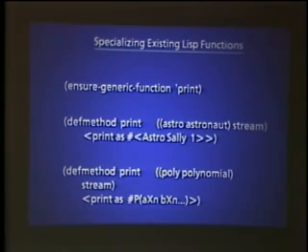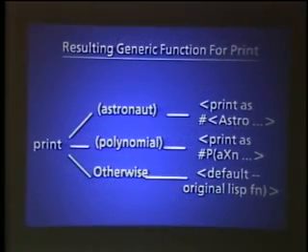So here we have print, and then we've defined two special methods for printing, namely how do you print astronauts and how do you print polynomials. And when we look at the resulting generic function, we see that there is a way of choosing based on astronaut, based on polynomial, and the otherwise case, instead of being an error, as it was in the draw case, now is the original Lisp function. So that was what was there before. It was supposed to have taken care of any case. Now what we've done is we've specialized it. We've made it a generic function. So now we can incrementally extend print by adding new methods. And anything else will go through and go to this default function.